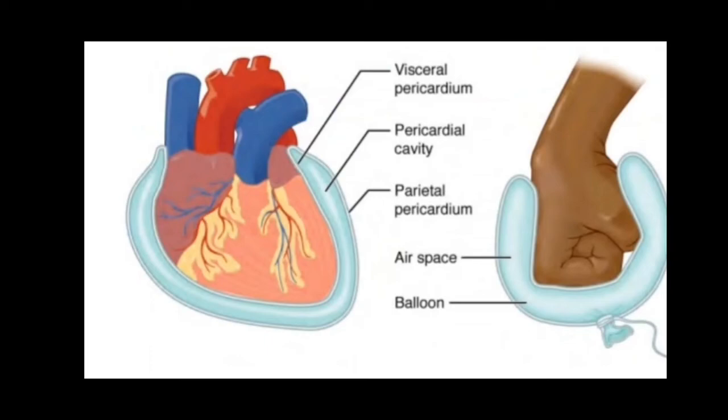It could be similarly shown with the help of a balloon. When you punch into a balloon, you have an airspace. The lining or the surface which is in contact with the hand is known as the visceral, and then the outer one is known as the parietal.